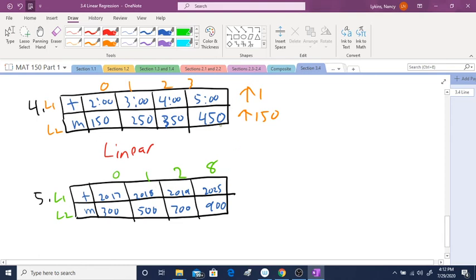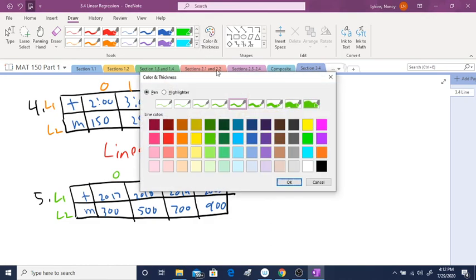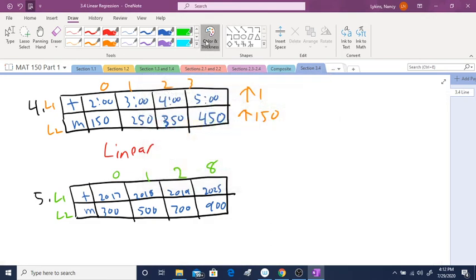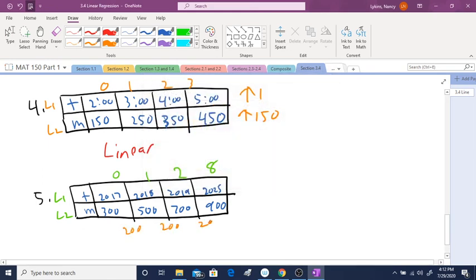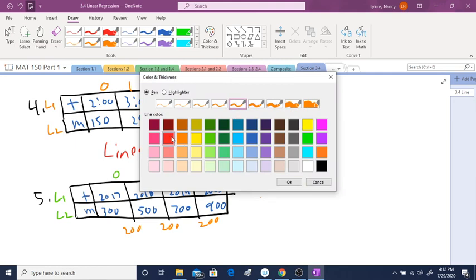Is this linear? Well, going up by the years, it's going up 1, 2, 3, and then it's skipping some. I want you to think about this for a second. This is 200, that's 200, and that's 200. But the gap between this and this is 6 years. These gaps are 1 year. This would be nonlinear.